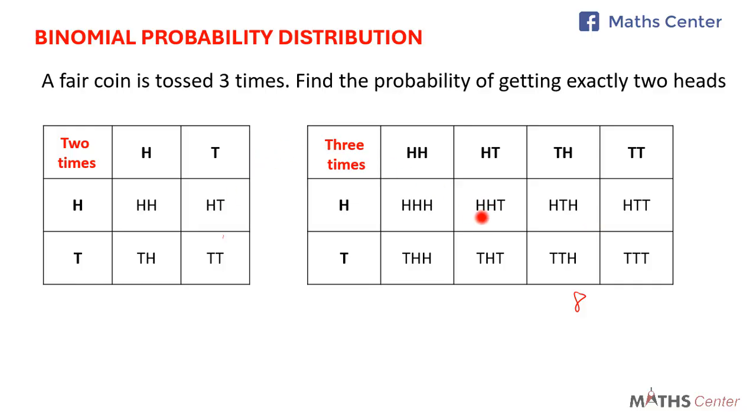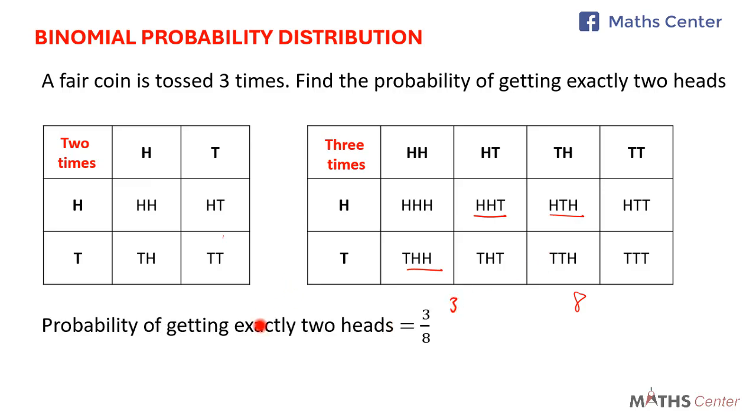So that will be head head tail, head tail head, tail head head. The first one, which is head head head, contains exactly 3 heads. We are looking for exactly 2 heads. That's why we chose head head tail, head tail head, and tail head head. The number of members with exactly 2 heads is 3, and the sample space is 8. So the probability of getting exactly 2 heads will be the number of members with exactly 2 heads, which is 3, divided by the sample space, which is 8. We learned how to do this in the lesson on probability. I'm sure that by now you are conversant with this.